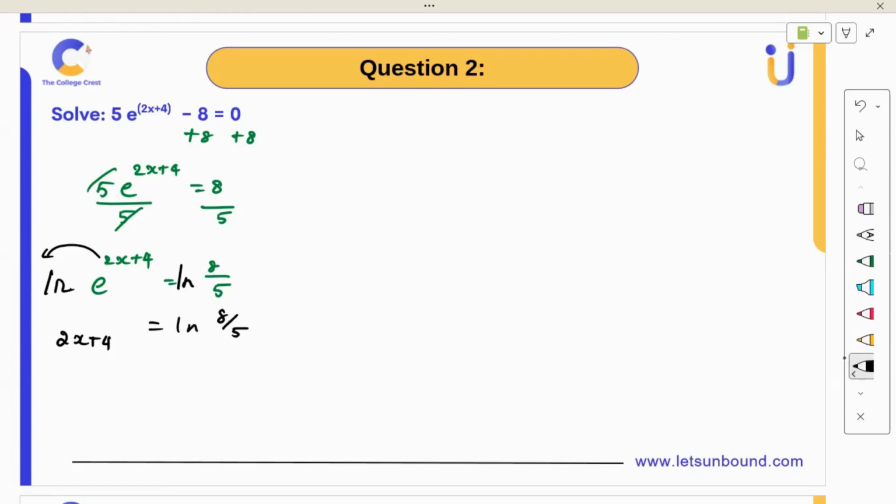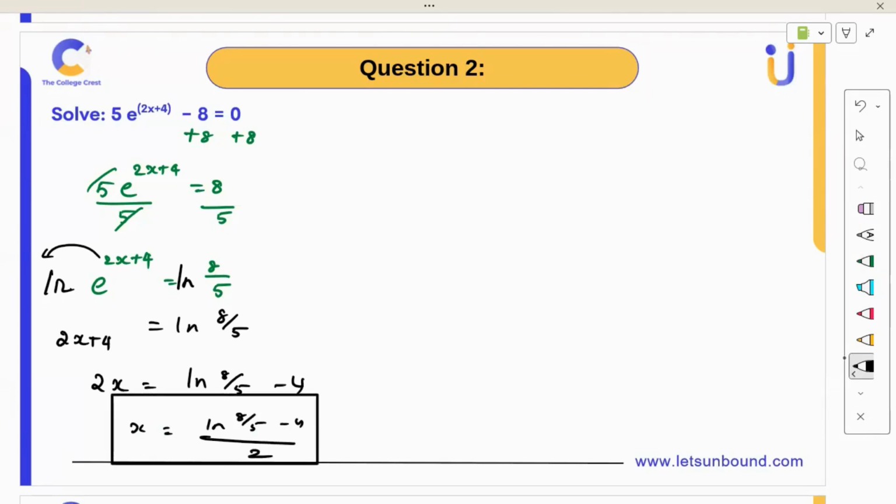And we need to solve for x. So 2x equals ln 8 by 5 minus 4. x is ln 8 by 5 minus 4, all divided by 2. So this is the only x value we got here. Right, and that's simple. Now let's move to question number 3.